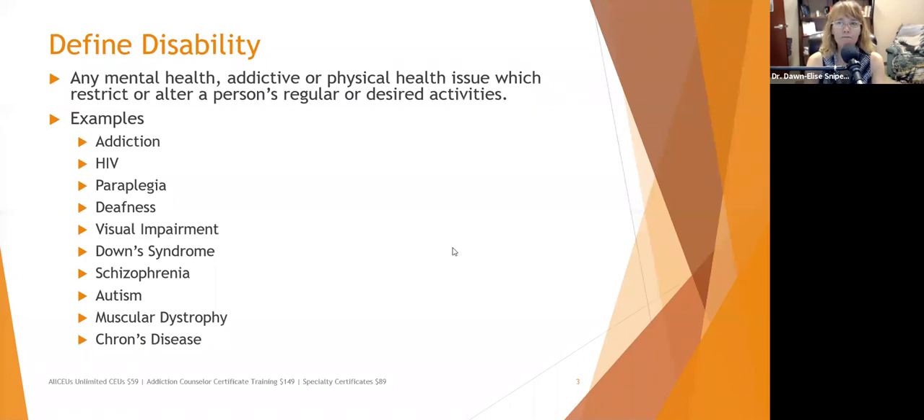Disability is any mental health, addictive, or physical health issue that restricts or alters a person's regular or desired activities. So that's a broad range. We're not just talking about physical disabilities. We're not necessarily just talking about severe and persistent mental illness. We can be talking about addiction, HIV, paraplegia, deafness, visual impairment, Down syndrome, schizophrenia, autism, muscular dystrophy, Crohn's disease, and the list goes on. Most of us in our practice are working with people who have one or more disabilities, and it's important to recognize that, and or one or more chronic conditions.